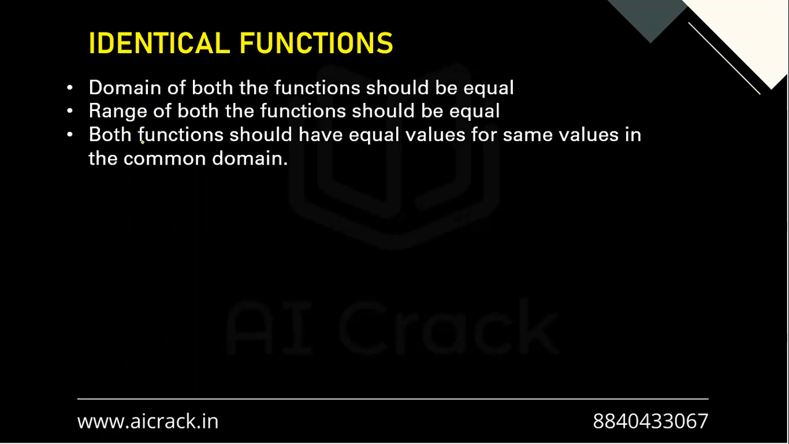Now the third point is very important. Both functions should have equal values for the same values in the common domain. What that means is they both should have exactly the same graph. So let's say we have x equals x naught. In that case, both functions should give equal values for all x naught values in the domain. Basically the graphs should be the same.